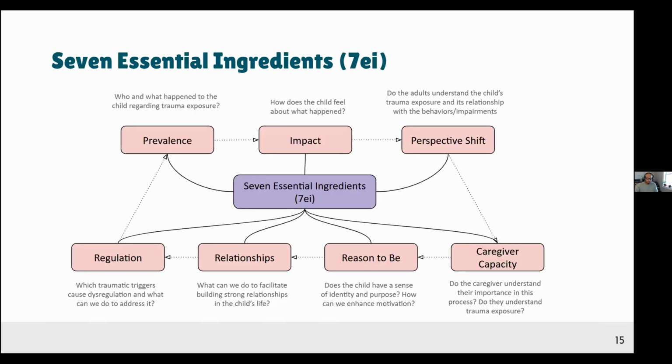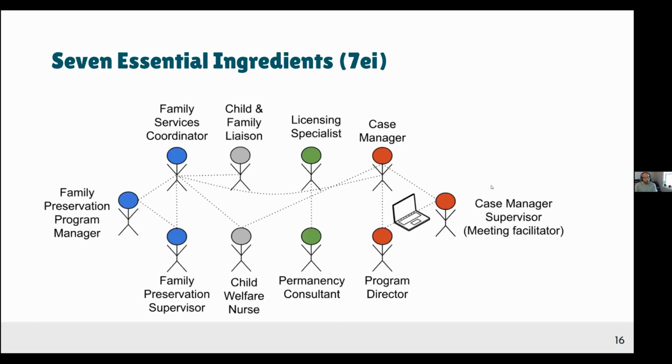Now let's talk about 7 essential ingredients. This algorithm is locally developed at the agency using best practices from trauma-informed care. It is used in a team setting with the staff involved at the front end of case planning. This is what the team looks like.